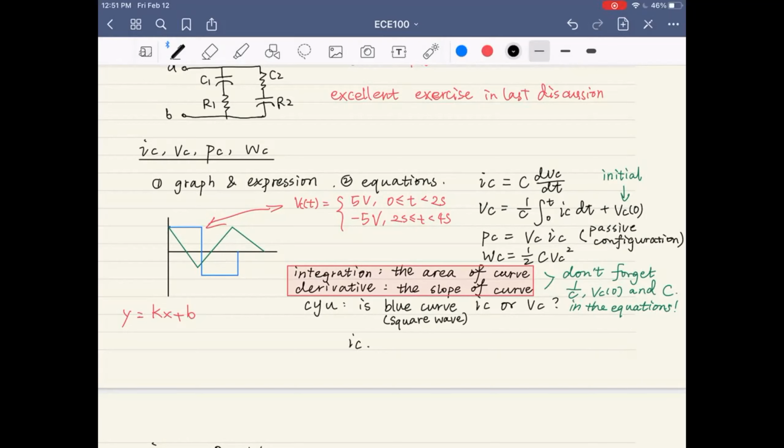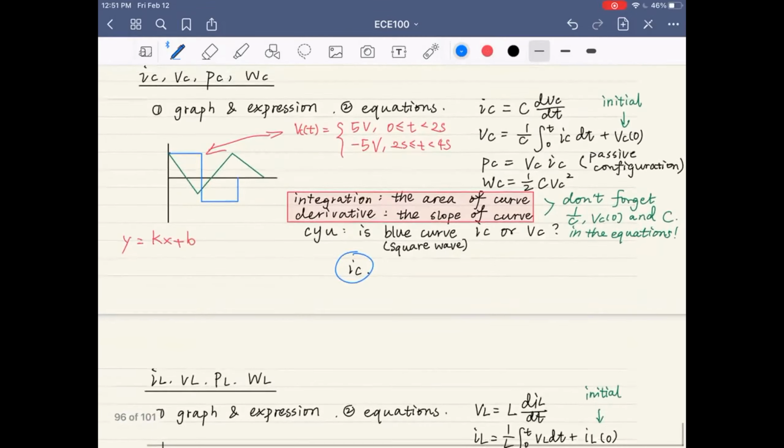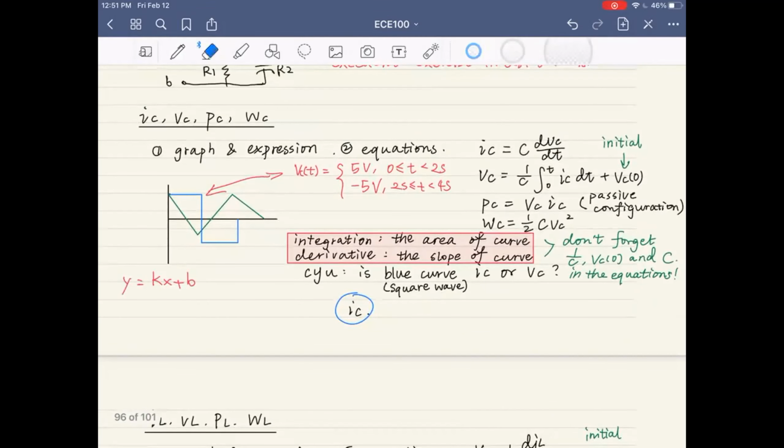Exactly. So we can see that VC is an integral of IC, and IC is a finite value. Therefore, VC must be continuous. So it's only possible that IC is a square wave here. Okay, well done. Let's move on. Stop me if you have any questions. Don't feel shy.